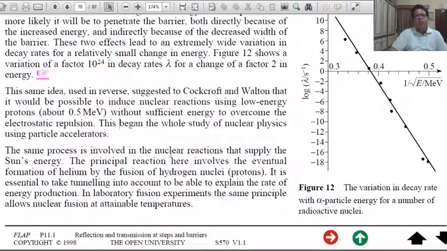The same process involved in these nuclear reactions also supplies the sun's energy. The principle of reaction here involves the eventual formation of helium by the fusion of hydrogen nuclei. It is essential to take tunneling into account to be able to explain the rate of energy production. In laboratory fusion experiments, the same principle allows nuclear fusion at attainable temperatures.